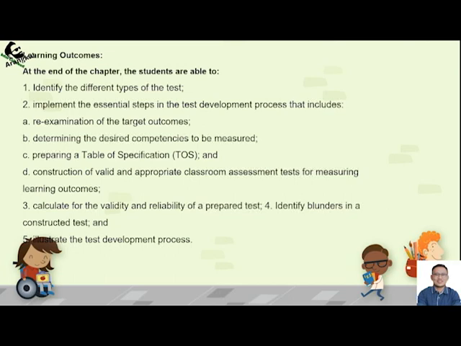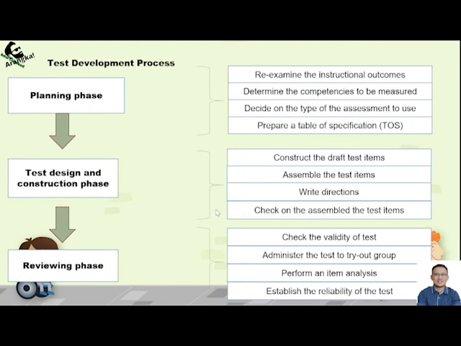Right? So, test development process. The process of test construction for classroom testing applies the same essential steps as the construction of any instrument designed to measure a psychological construct. The process of test development involves three key phases and 12 steps as illustrated in the figure below. Test development process includes the planning phase, the test design and construction phase, and the reviewing phase.